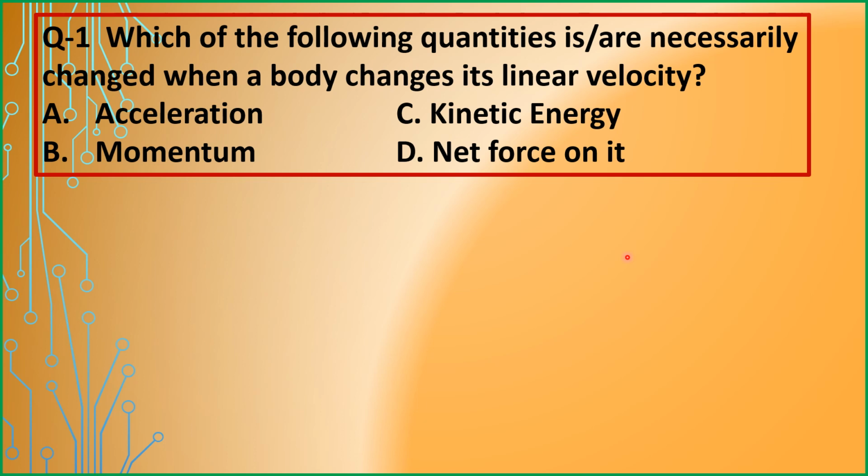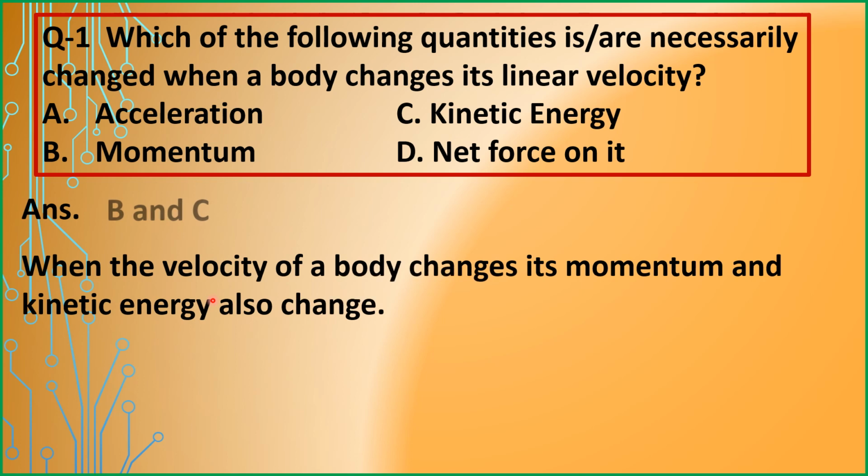So what's the answer to this question? Alright, correct answers are option letter B and letter C. We say that when the velocity of a body changes, its momentum and kinetic energy also change. We define momentum as the product of mass and velocity.